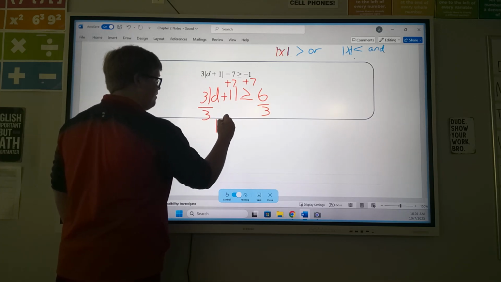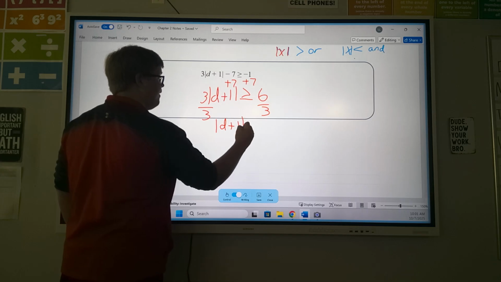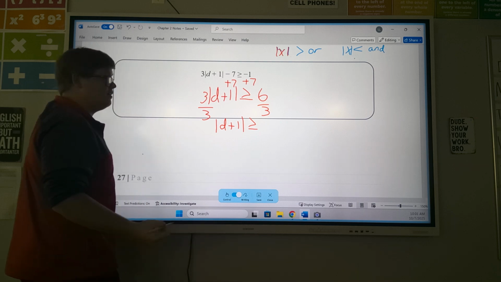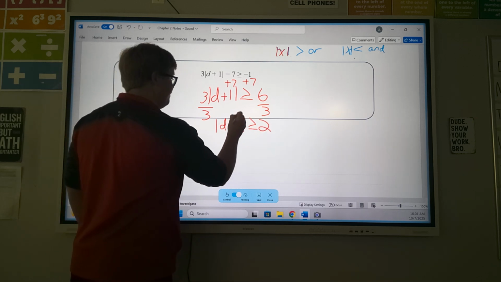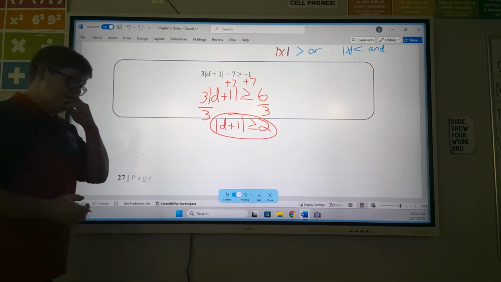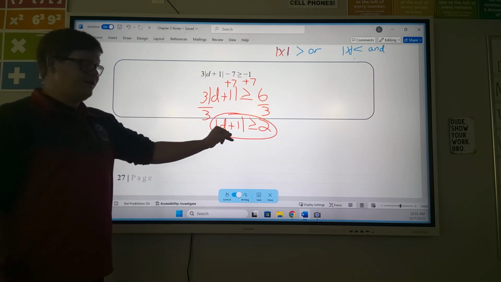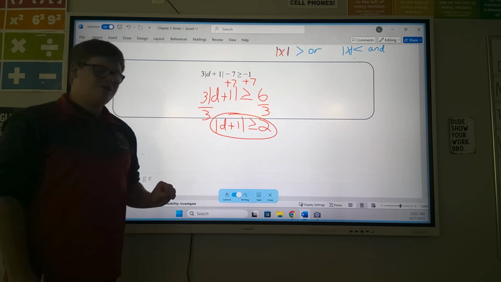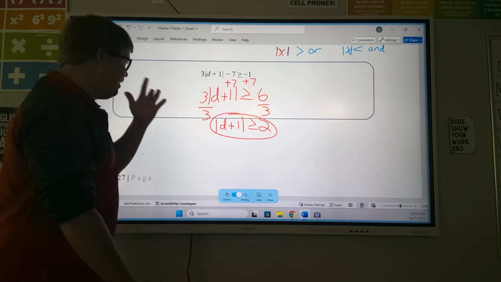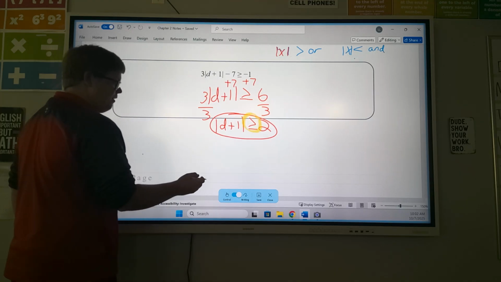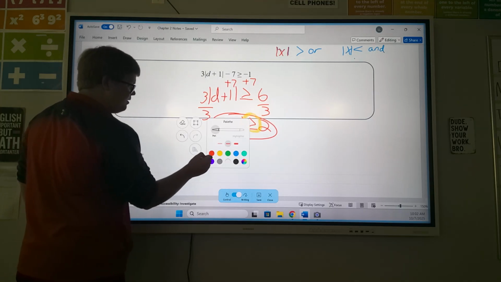So now we have the absolute value of D plus 1 is greater than or equal to 6 divided by 3, which is 2. Now, there are other ways to solve this, but I promise you, getting the absolute value by itself first is so much easier every single time. Again, we've identified that it's an OR based on the sign, so we need to write our 2 different equations.